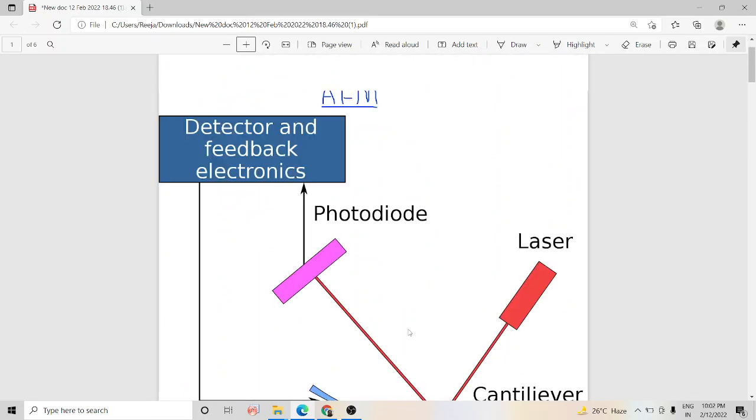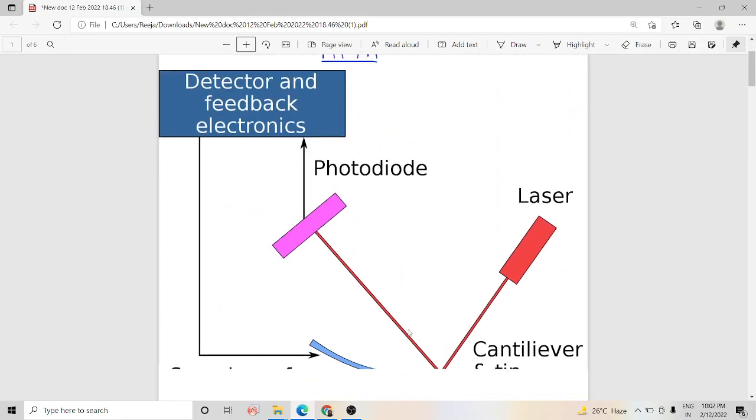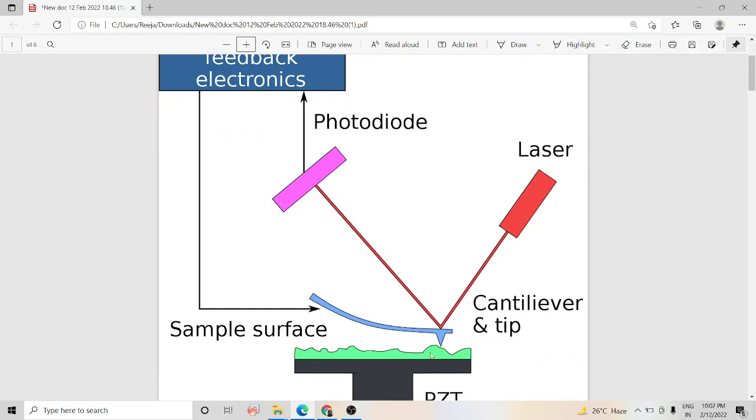Now this is the diagram of an AFM. This is the sample. Here there is a cantilever with a probe attached to it. A cantilever is a beam which is fixed at one end and free at the other end. As the raster scan drags the cantilever over the surface, this metallic tip moves over the surface and there will be a force between the tip and the surface of our sample, which will give us an idea about the surface structure of the sample.